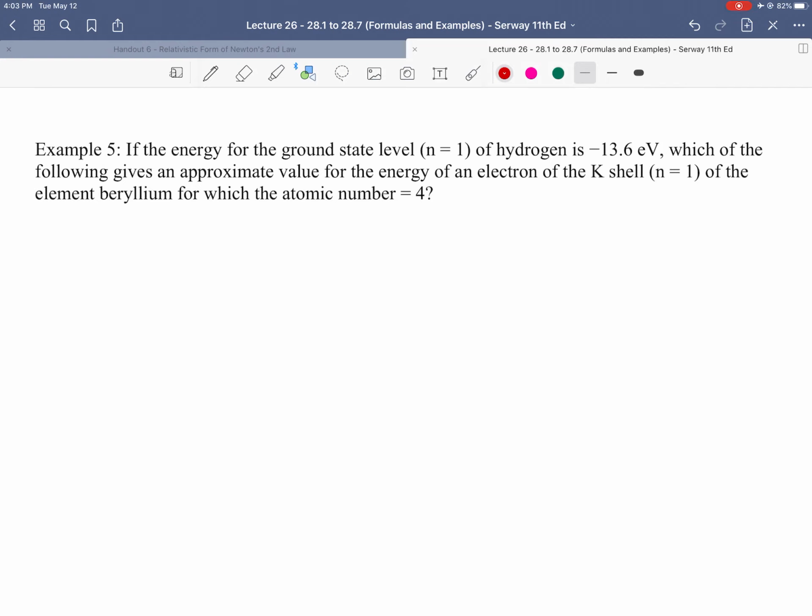Example 5. If the energy for the ground state of hydrogen is negative 13.6 electron volts, which of the following gives an approximate value for the energy of the electron of the K shell of the element beryllium, for which the atomic number is 4? Okay? All right. So we want to now talk about hydrogen-like beryllium.